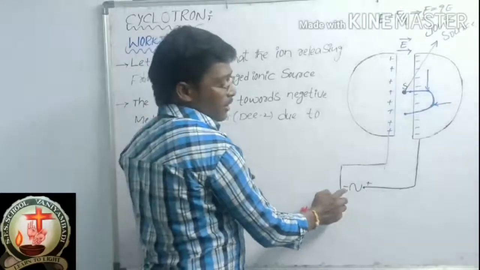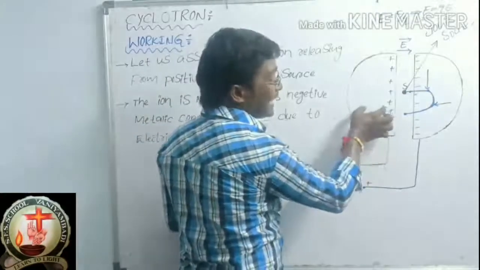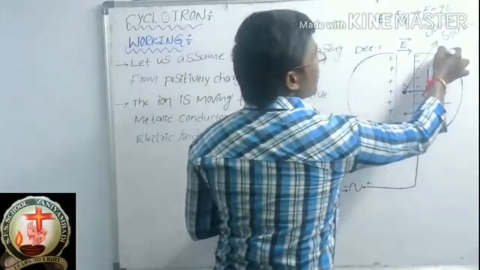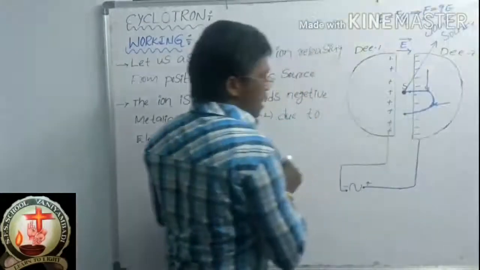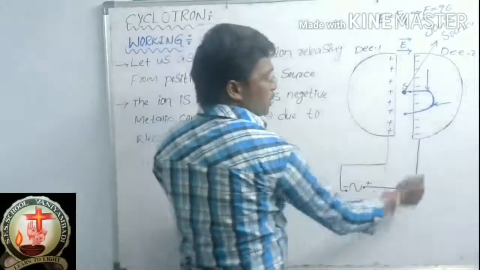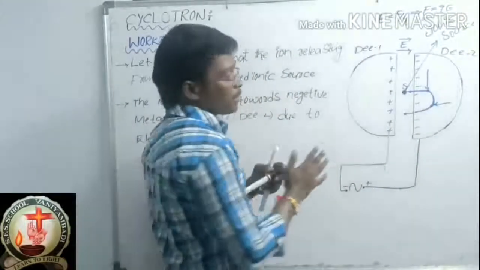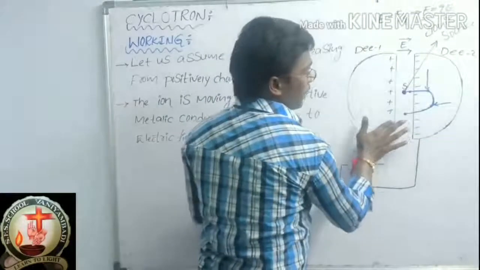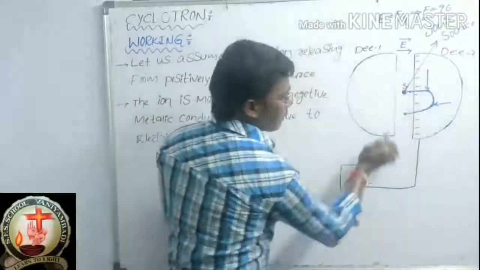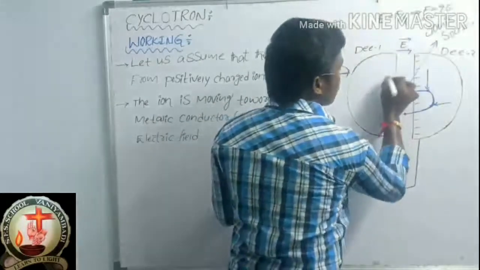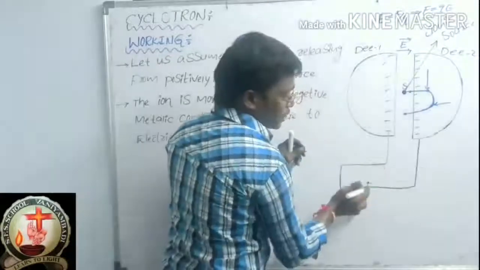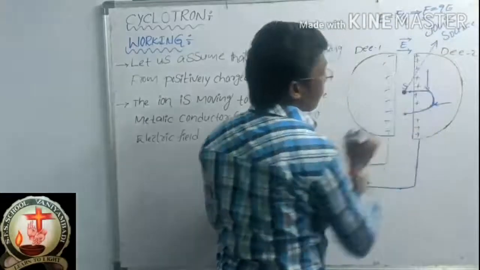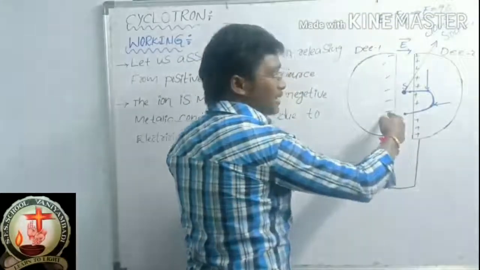So at this time all negative charges will flow through D1. This is D1. This one is D2. All negative charges will flow here and all positive charges will flow here. So this is the negative charge and this is the positive charge. All negative charges will flow through here, and all positive charges are connected to the positive terminal. So this is the positive terminal and this is the negative terminal.